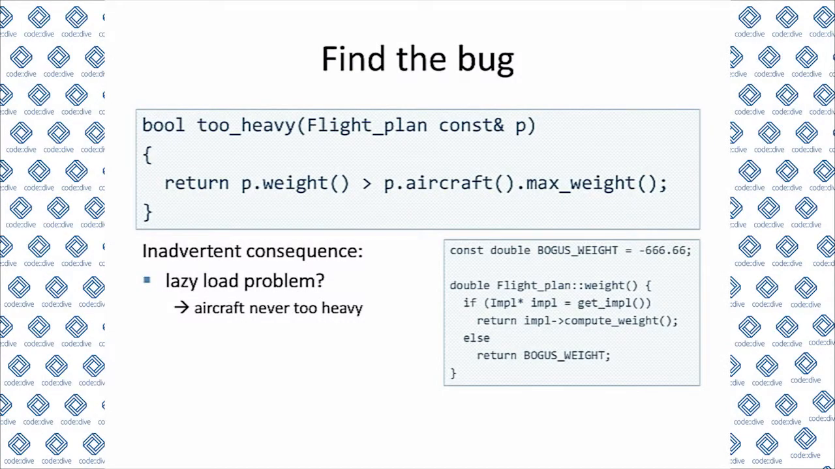Except I'm sure that sooner or later, someone, when they will be checking if the aircraft is too heavy, will use our function like this. Yeah, the aircraft is too heavy if its weight exceeds the maximum. Except that if we have a lazy load problem and we return a negative number, we say the aircraft is not too heavy. You can fly it. Yeah, we have a database problem. You can go.